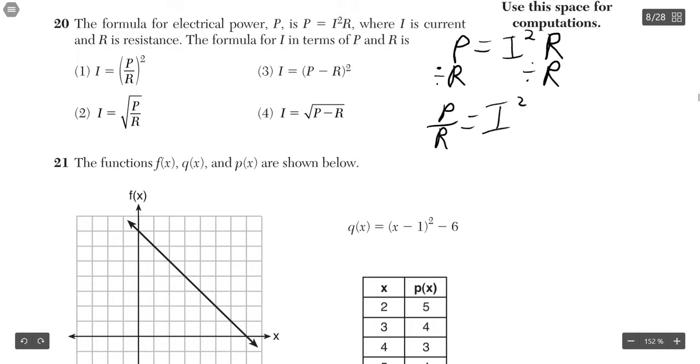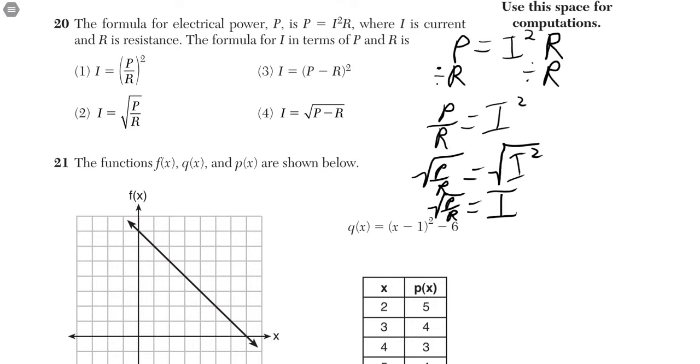And then you just take the square root of each side. So you get the square root of P over R, because the square root of anything squared is itself, equals the square root of I squared, right? The square root of anything squared is itself, so we get I equals the square root of P over R.